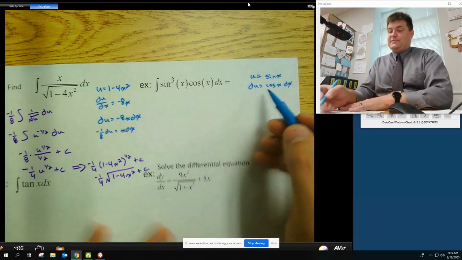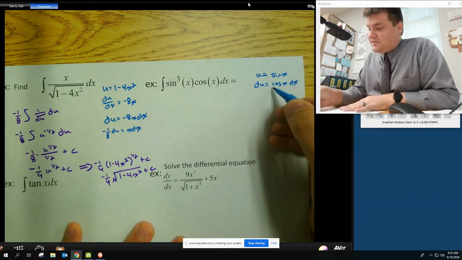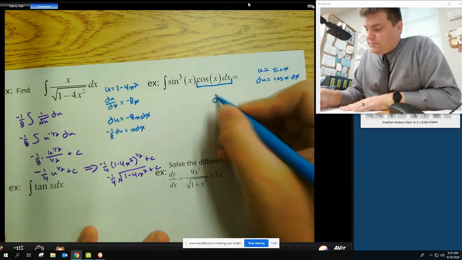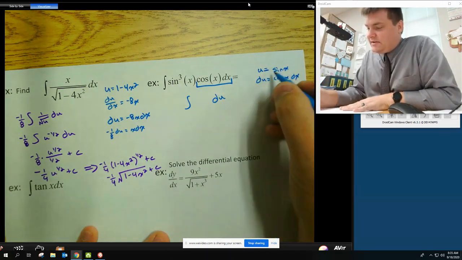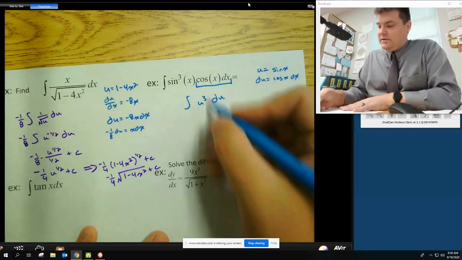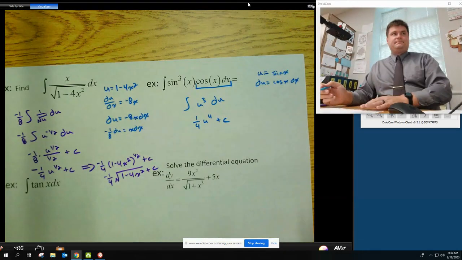Again, I skipped this middle step right here. I just put the dx on the other side. I hope you're okay with that. So now cosine x dx goes away, and that just becomes du. And that sine turns into a u to the third. So I'm going to end up with 1/4 u to the 4th plus c.